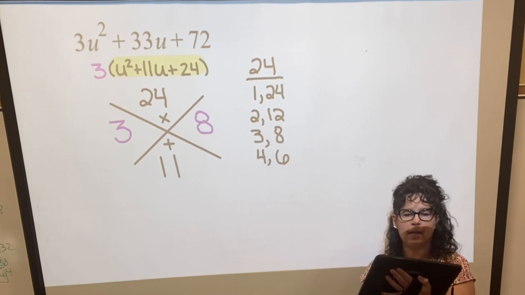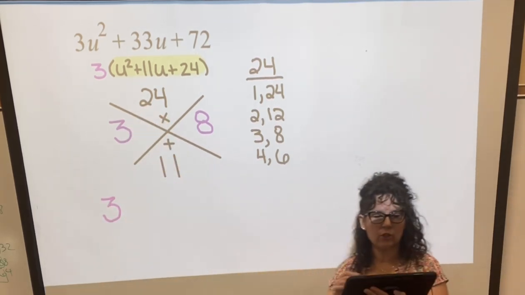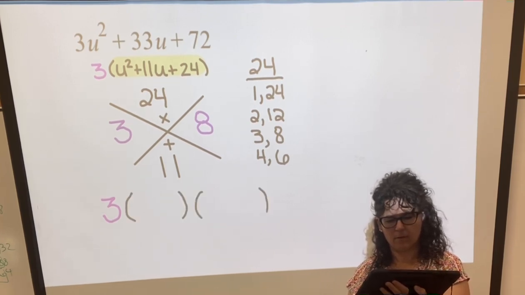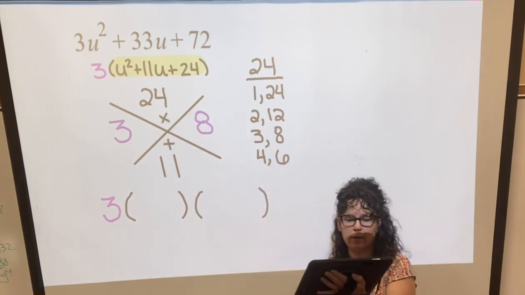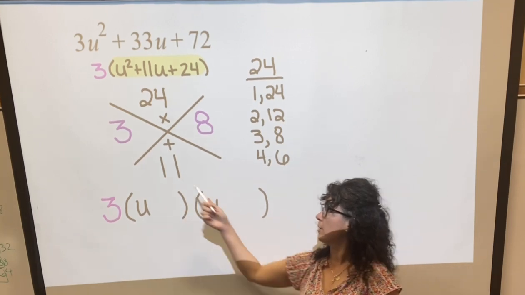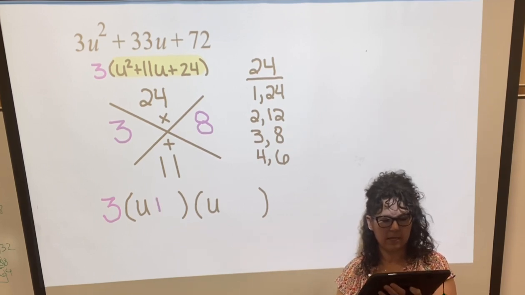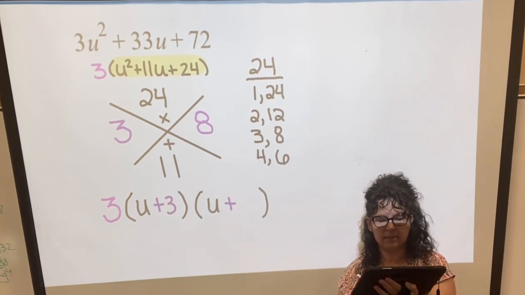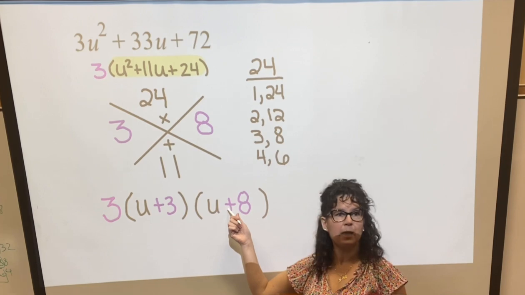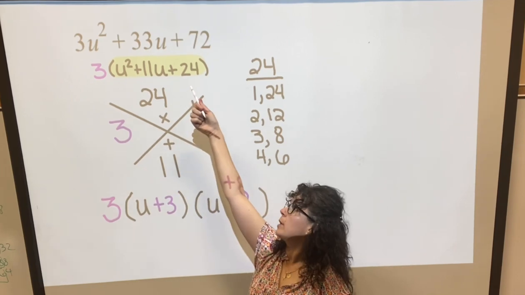All right, so my final answer, let's not forget to bring down the 3 that we already took out. The only way I'm getting back to u squared is to multiply u times u. And then the numbers that go here and here are 3 and 8. So I have plus 3 and plus 8. Now this time I'm not going to check it, but if you FOILed this together and then took that answer and multiplied it by 3, you would get back to the original.